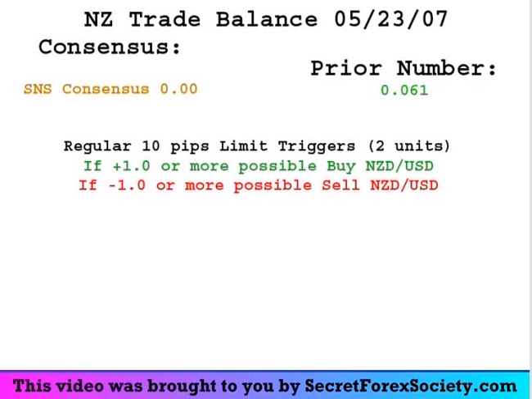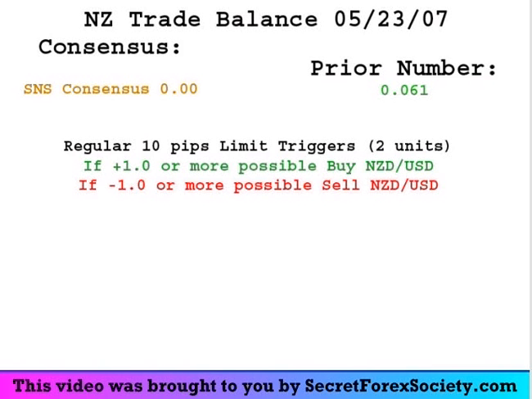So that's the situation. If for some reason trade balance shocks everyone and it comes out at 1 billion surplus, then obviously that would be good for the New Zealand dollar, and it would be a possible buy on NZD USD with a 10 pips limit trigger. There's no "holy shit" triggers on trade balance. We've seen trade balance doing absolutely insane things, like out of the US. We've seen it deviating by 5 billion and nothing happened, or very little happened. So we have to be very, very conservative on this trade because it may be very unpredictable.